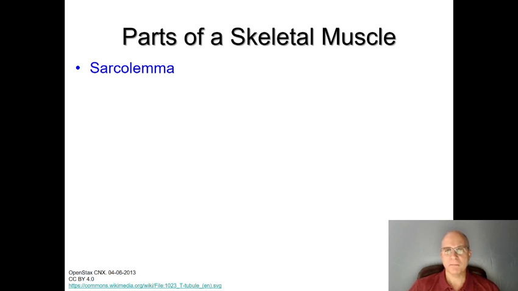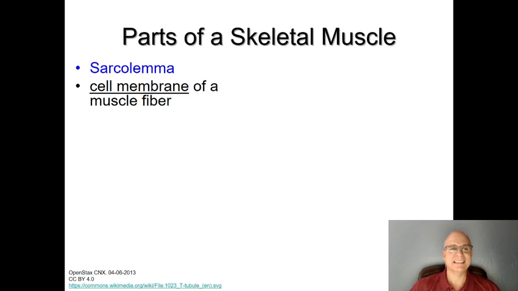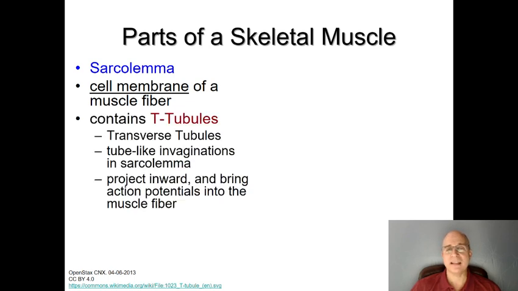Sarcolemma is an important concept for us to talk about, and the sarcolemma represents the cell membrane of a muscle fiber. And if you remember from your general biology class, we've got the cell membrane being a phospholipid bilayer with proteins embedded into the surface, and that's all true. But the sarcolemma of a muscle fiber is going to have something that most other cell membranes don't have. And that's going to be something called a T-tubule.